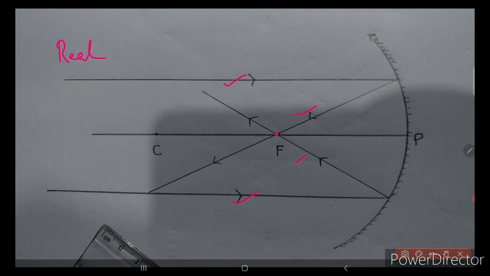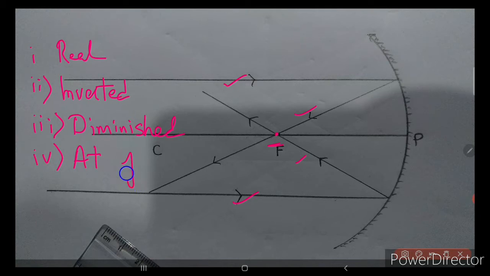Next thing is that if it is real, then you need to write these 4 things. Number 2, it should be inverted. Point number 3, it is very small in size. Here as you can see, it's very small in size, so I need to write diminished. And at last I need to write the position, which will be at the focus. It is formed at the focus.